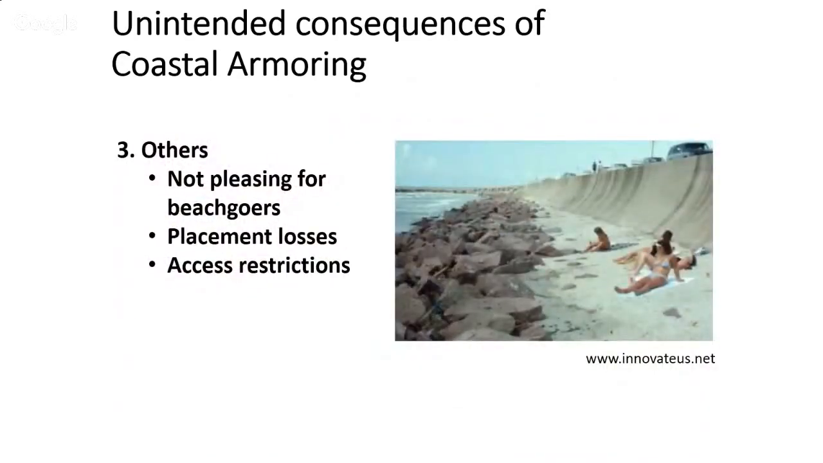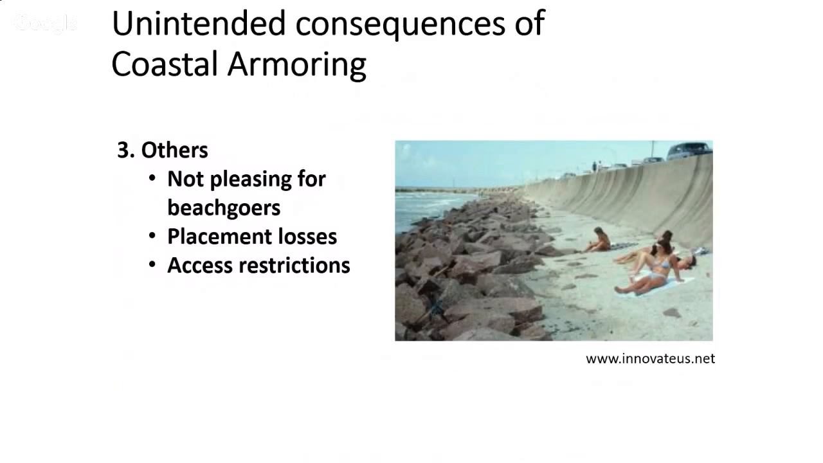Now, other effects would be, it's not pleasing to beachgoers. I mean, this is an example. You would rather have these rocks as beaches, right? Not rocks. So it's not pleasing to the beachgoers. There's also this placement loss, wherein by placing seawalls, you're actually losing part of the beach.